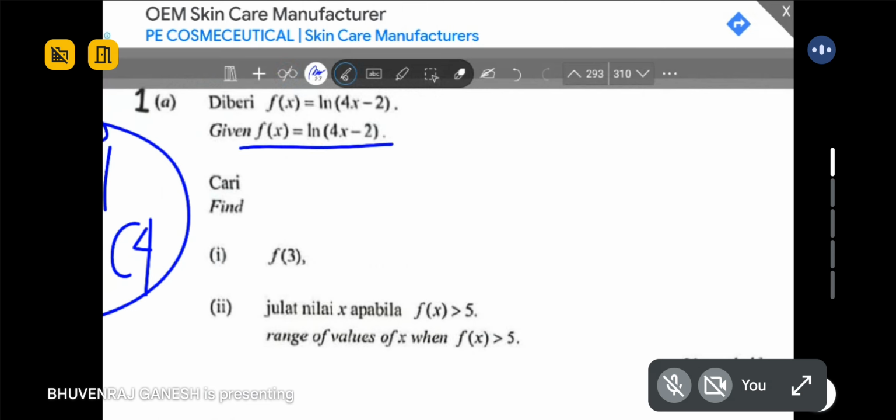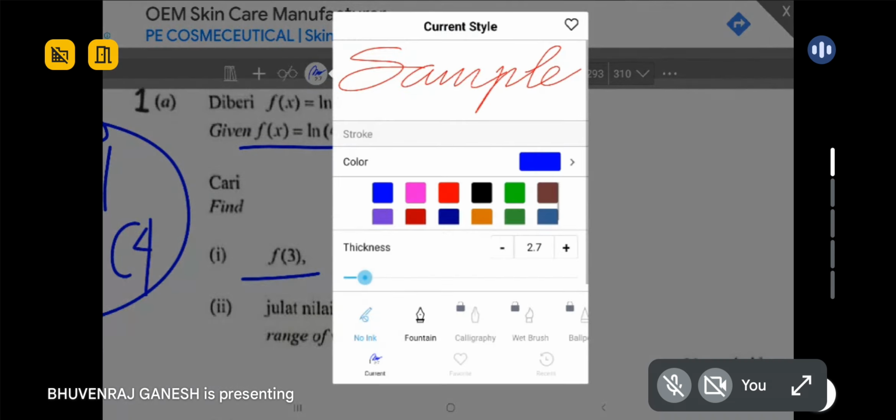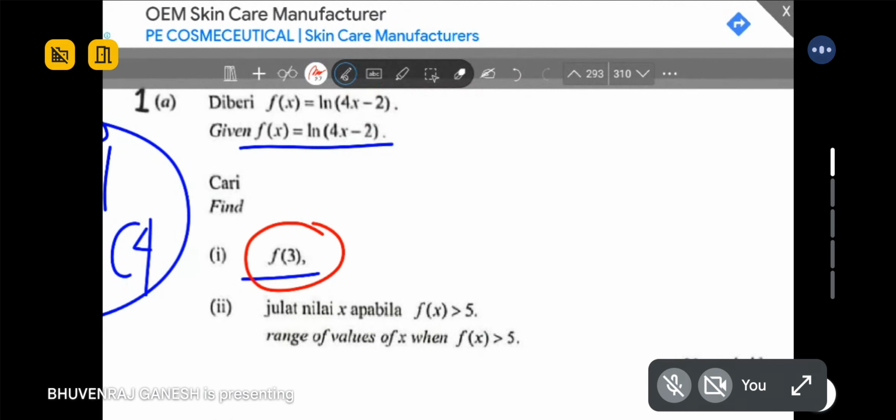Okay, so they tell you f(x) equal to ln(4x minus 2). They ask you to find f(3). So guys, what is the meaning of f(3)? Can anyone tell me? Apa yang kamu akan buat? Soalan 1. What will you do?